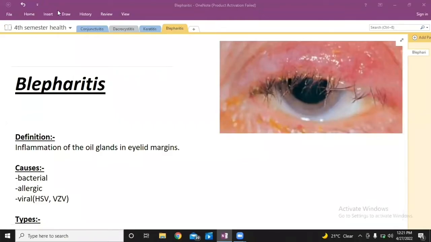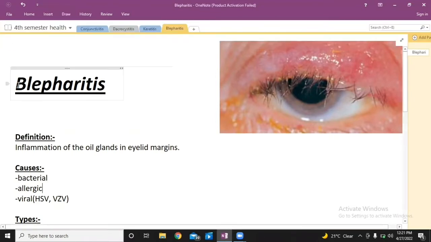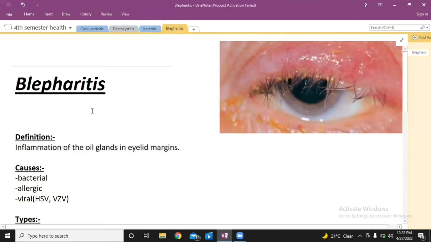So continuing the series of ophthalmology, today we are going to discuss about blepharitis. Okay, blepharitis. So what is blepharitis? Blepharitis is the inflammation of eyelids, particularly the oil glands in the eyelids. So how will you define blepharitis? Blepharitis is defined as the inflammation of oil glands in the eyelid margins. Okay, so this is the definition.